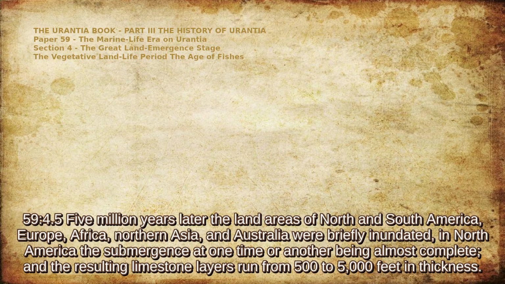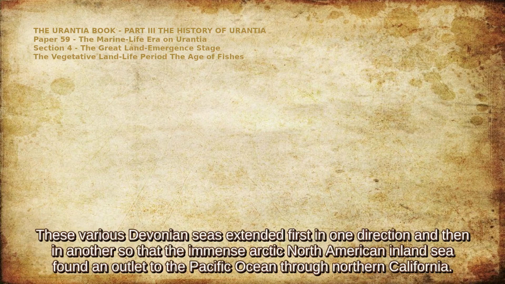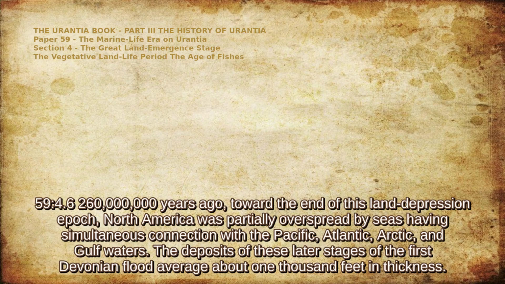5 million years later, the land areas of North and South America, Europe, Africa, Northern Asia, and Australia were briefly inundated, in North America the submergence at one time or another being almost complete, and the resulting limestone layers run from 500 to 5,000 feet in thickness. These various Devonian seas extended first in one direction and then in another, so that the immense Arctic North American inland sea found an outlet to the Pacific Ocean through northern California.